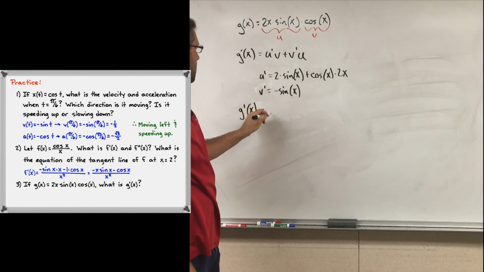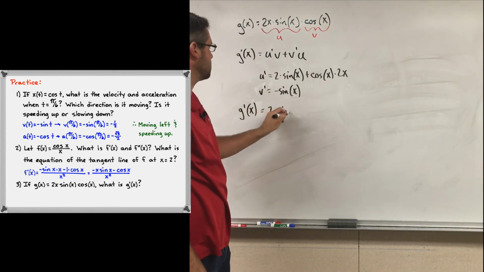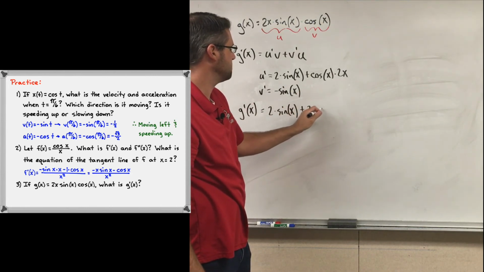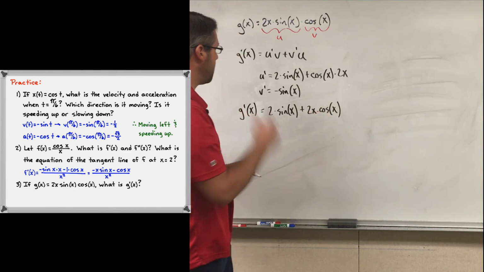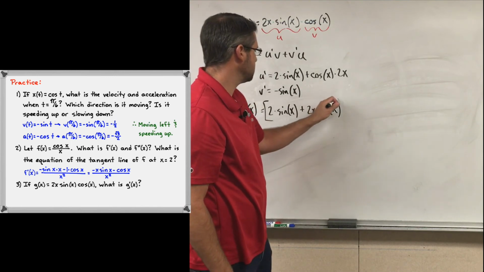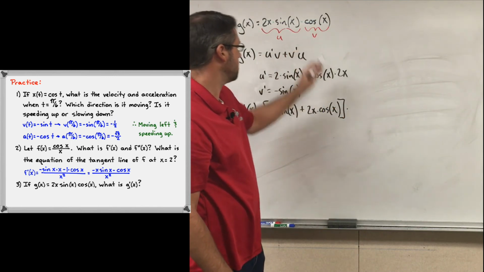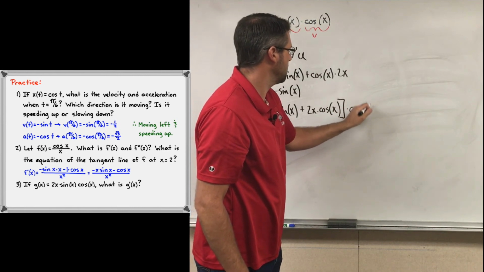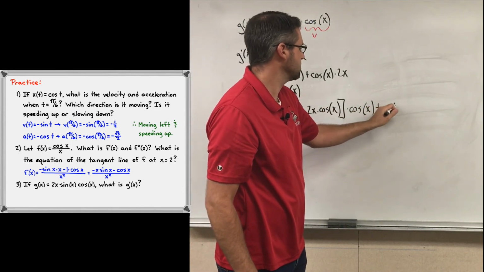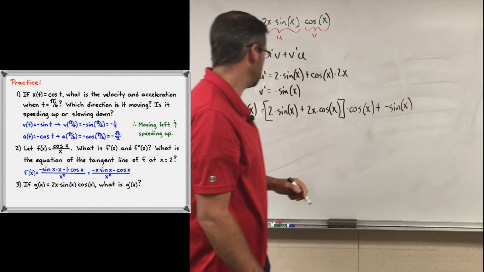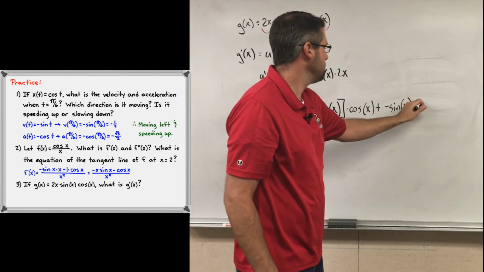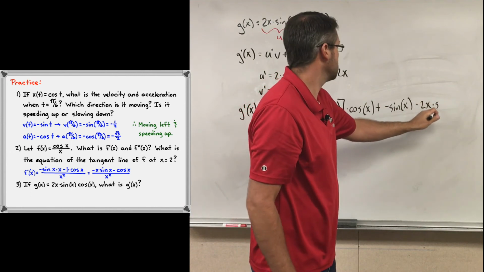So this would be 2 times sine of x plus, and I'm going to simplify that guy to be 2x times cosine of x. So that is my u prime, then times v. So I'm going to put this in brackets, times v. So v was cosine of x, plus v prime. V prime was negative sine of x, times u. And u was 2x times sine of x.